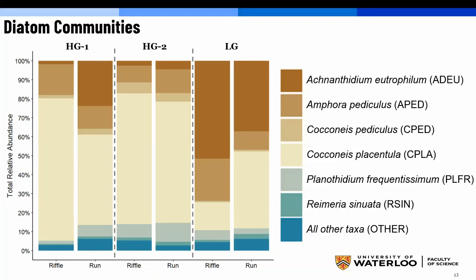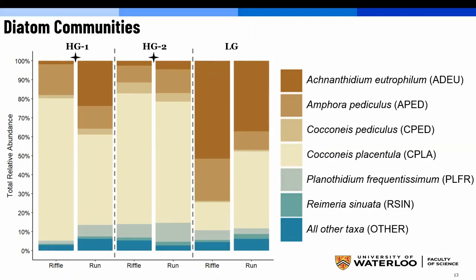So similar to our chlorophyll A and biofilm growth rate figures, we have the reaches divided up by groundwater input and further subdivided on the x-axis into our 2 habitats. Here we have total relative abundance of diatoms on the y-axis. Here we can see that our high groundwater reaches are typically dominated by Cocconeis placentula, which is an epiphytic diatom, whereas our low groundwater reach is generally more dominated by Achnanthidium eutrophilum, which is a pioneer species.